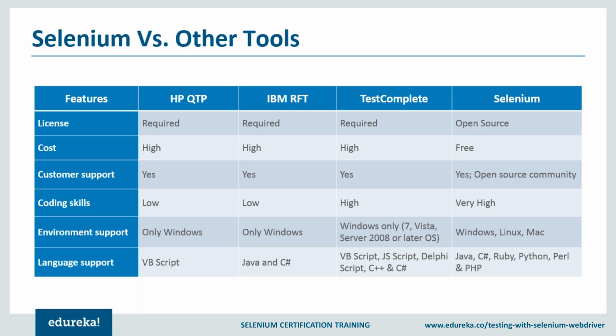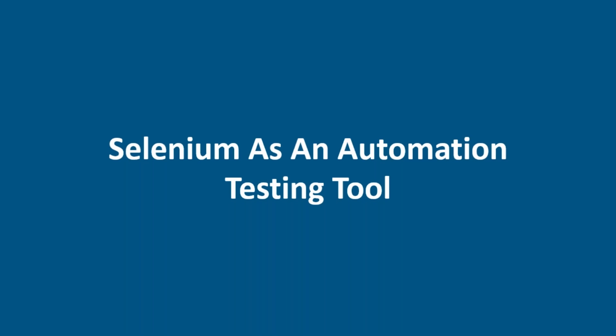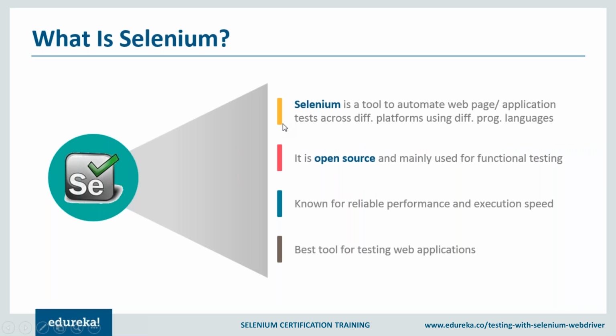TestComplete can be used for everything, for both. So that's TestComplete's USP. And with Selenium, yeah, that's what you know. But still, Selenium is the most dominating tool in the market. All right, so let me go to the next slide then. Like promised, now let's talk about Selenium in particular. So how it fares as an automation testing tool and what it has to offer.